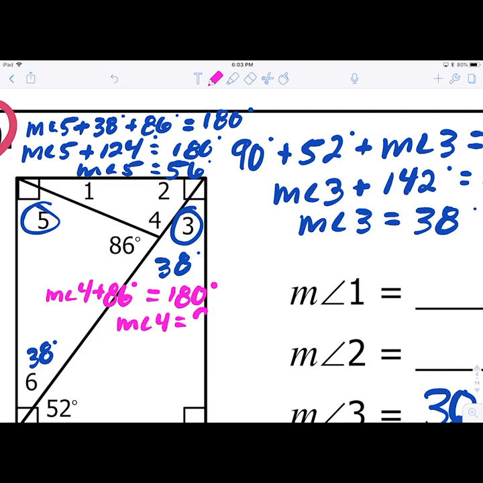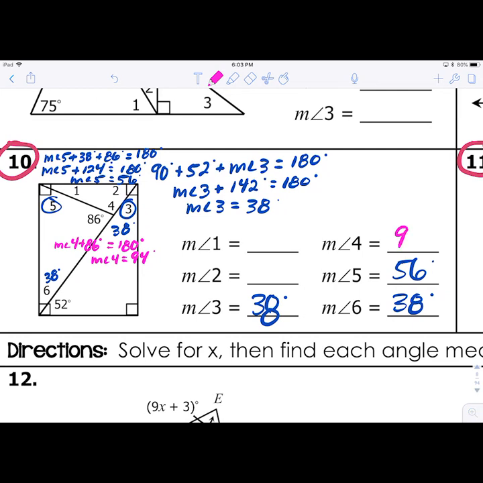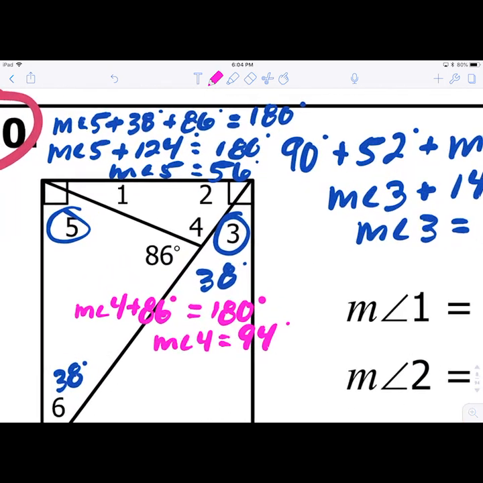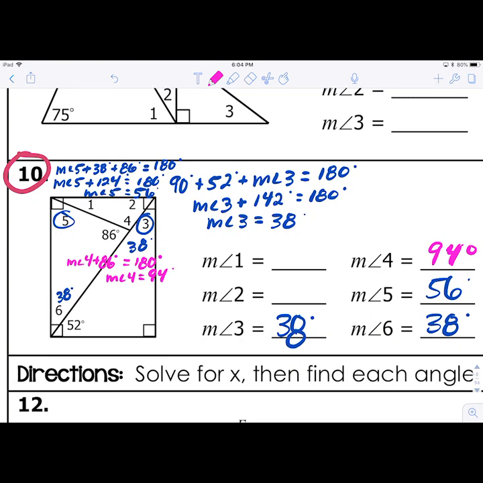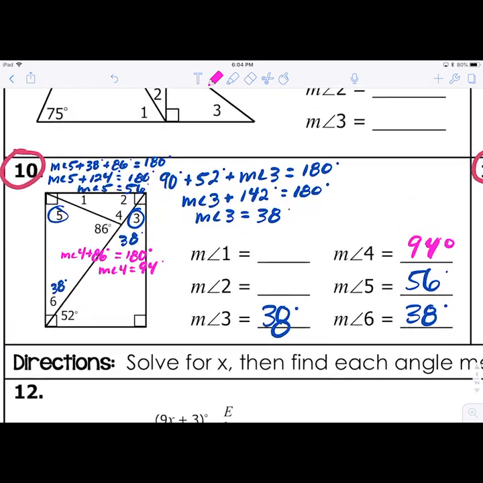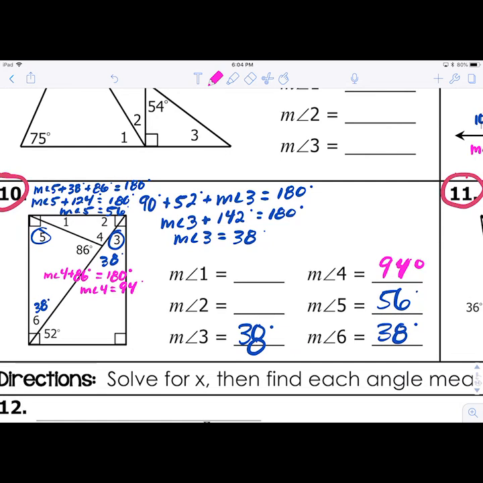So angle 4 is 94 degrees. So what type of triangle is that? That's an obtuse triangle up there because it has one obtuse angle. All right. We also know that angle 5 and angle 1 form that 90-degree pair as well. So if angle 5 is 56, then the measure of angle 1 has to be 90 minus 56 to get us 34 degrees.